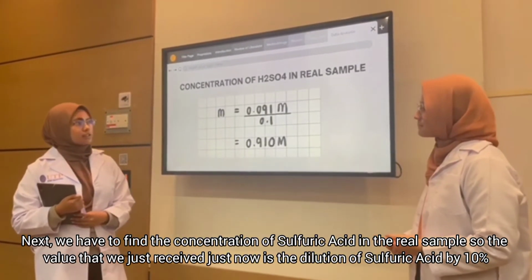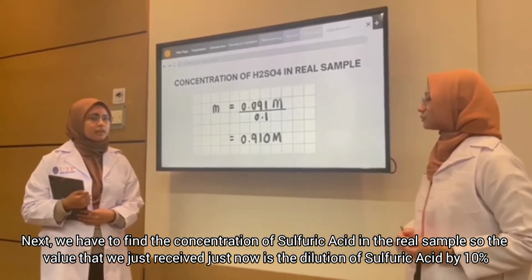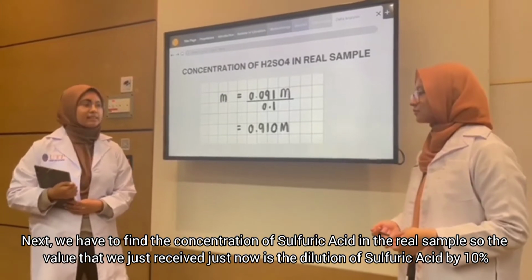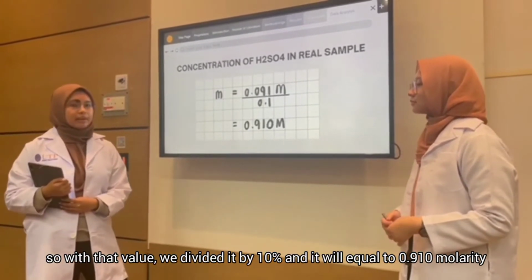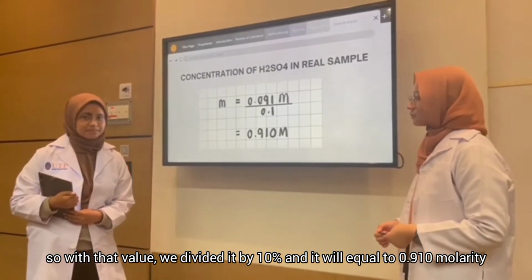Next, we have to find the concentration of sulfuric acid in the real sample. The value that we received just now is the dilution of sulfuric acid by 10%. So with that value, we divide it by the 10% and it will equal 0.910 molarity.